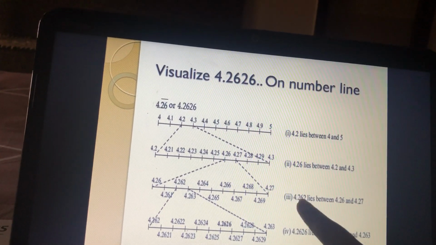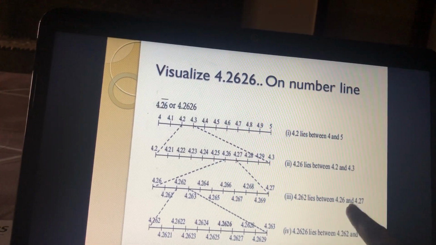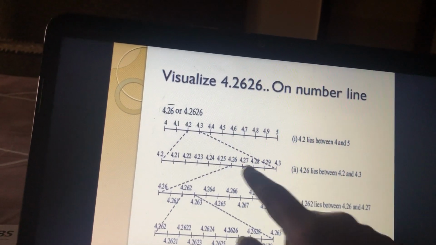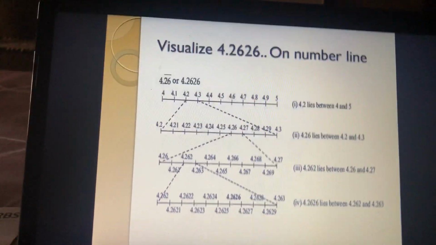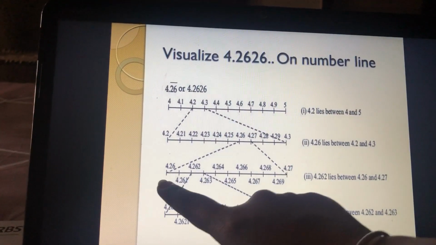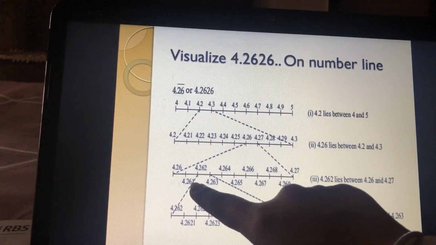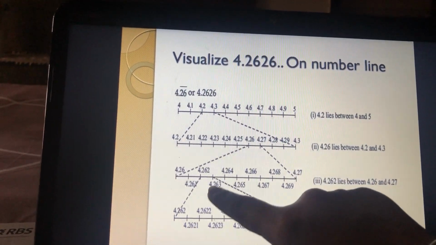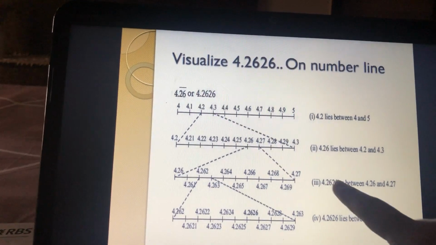Next, 4.262 lies between 4.26 and 4.27. So 4.26 और 4.27 को हमने again divide किया, expand किया. It was expanded like 4.261, 262, 263 and so on like this.